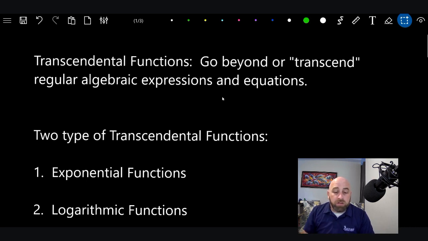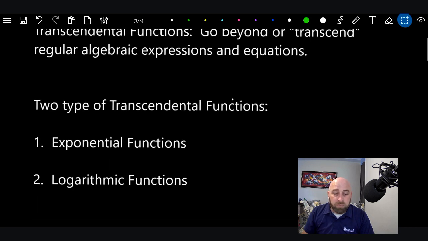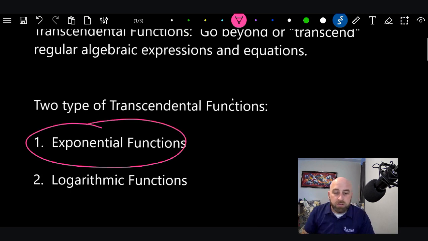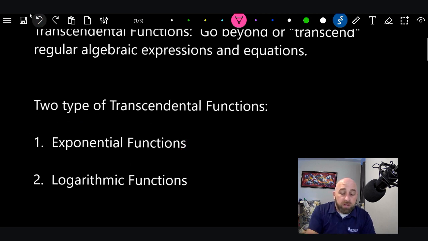Okay, so there's two different ones. Again, we're on page 332. There's two different types of transcendental functions. The first one is called exponential functions, and you'll see that right there on your screen. Number one, exponential functions. And then number two, logarithmic functions. We are going to focus, at least in today's class, on number one, exponential functions. However, in the following lessons, we're going to be talking more about logarithmic functions as well.